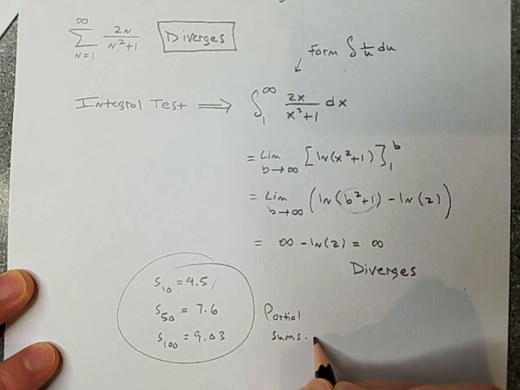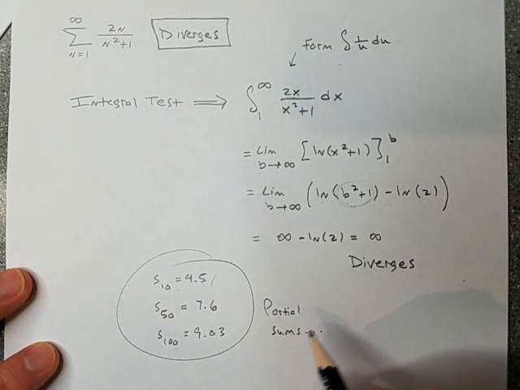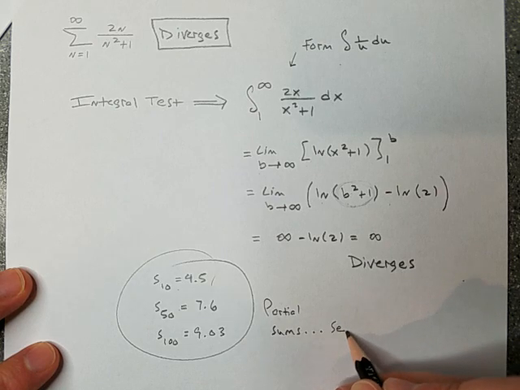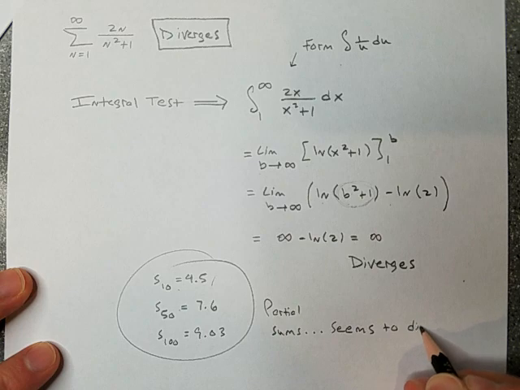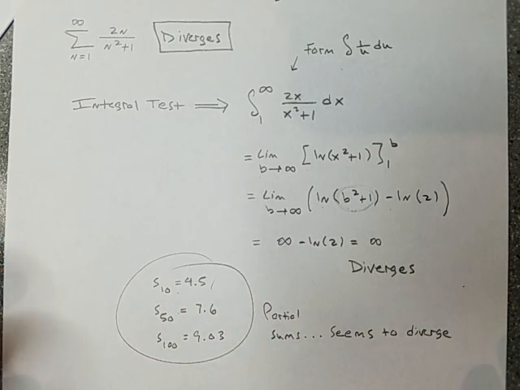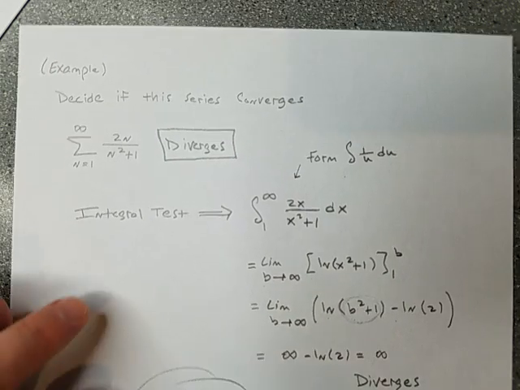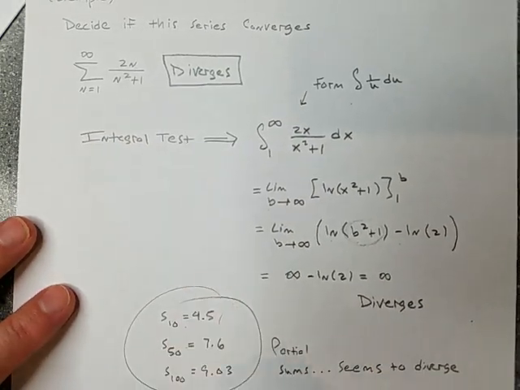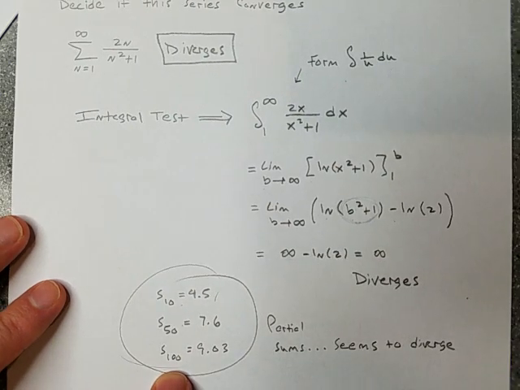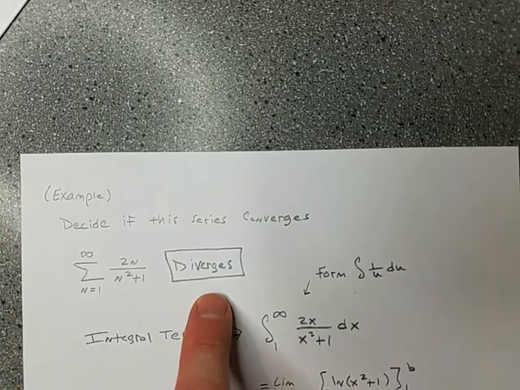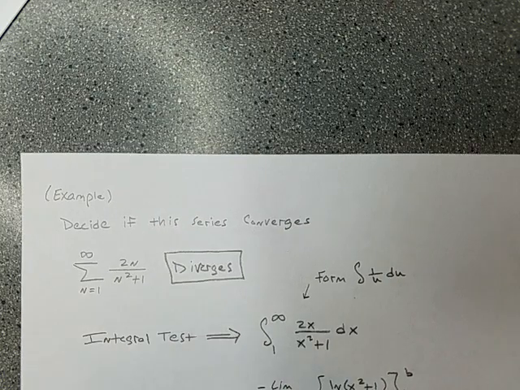And it's just my commentary, and something that I think you should be able to realize about this too: it definitely seems to diverge. Now the partial sums don't prove anything. The integral test proves that the series diverges, but I'm just not surprised that's the way the partial sums work out, given that it's a matter of fact that that series diverges.